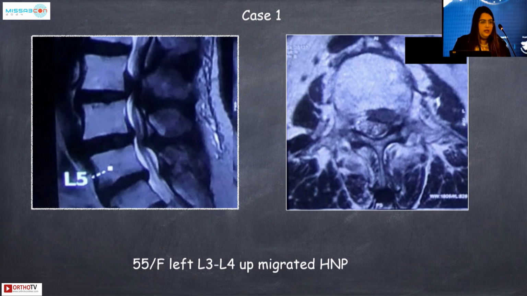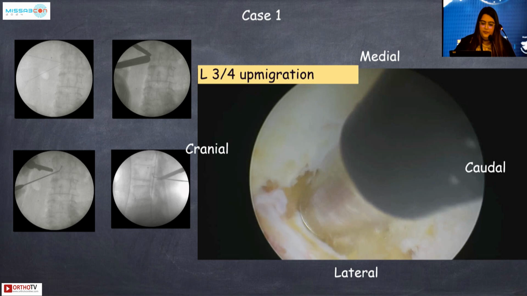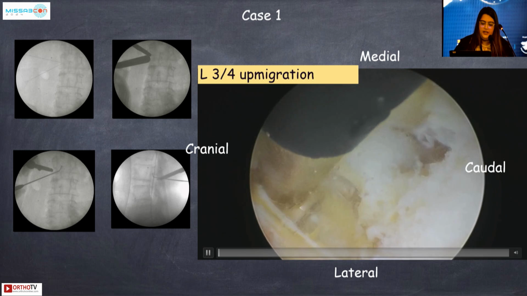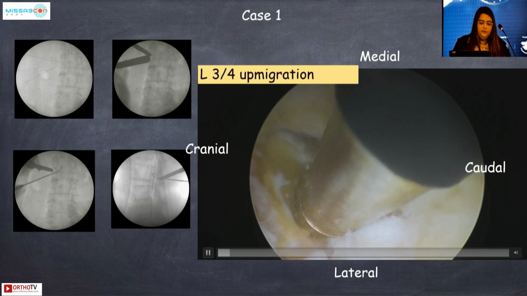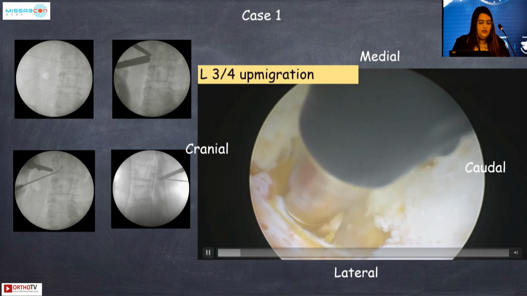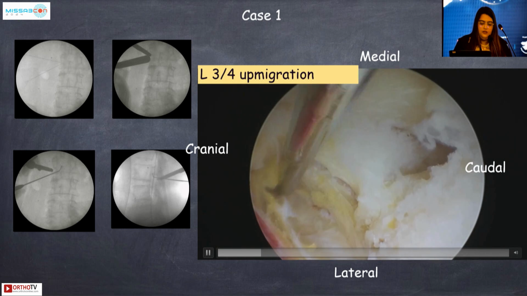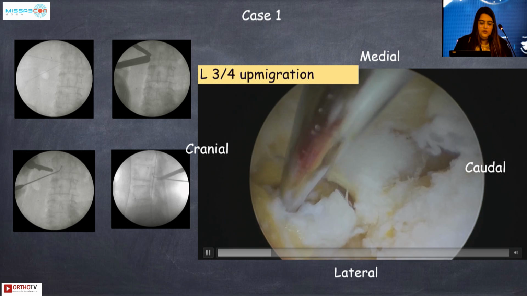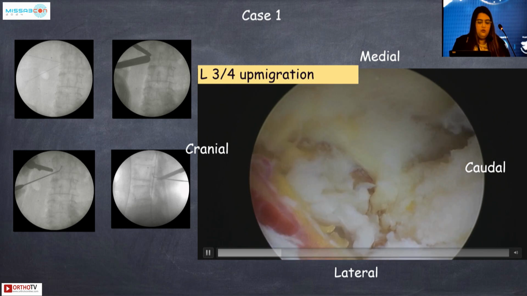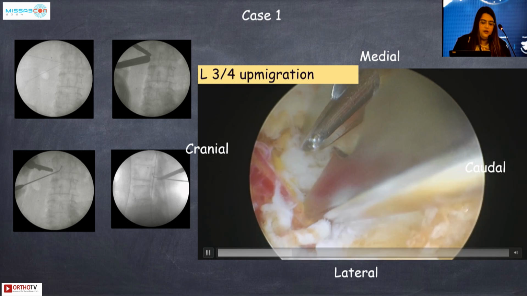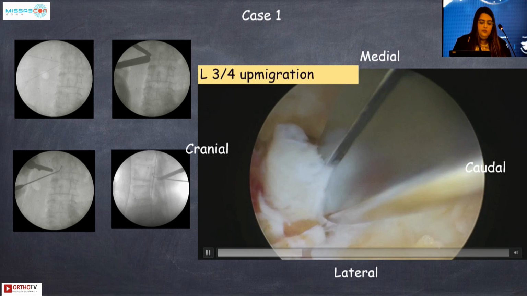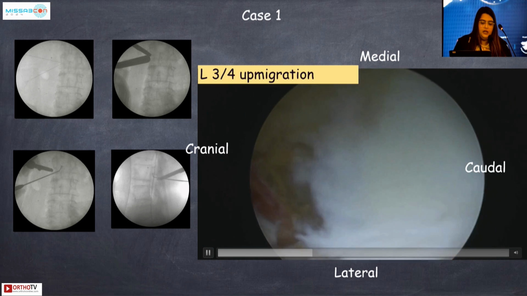Again, this is another case of an L3-4 upmigrated disc herniation on the left side. Here you can see we have targeted just below the superior pedicle. Again, we have exposed the exiting nerve root here. And we are using a radiofrequency wand to create some space in the axilla of the exiting nerve root. And now using a specialized 120-degree hook, we are teasing out the first disc fragment. Here you can see the fragment coming out.